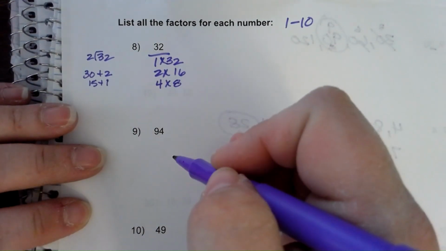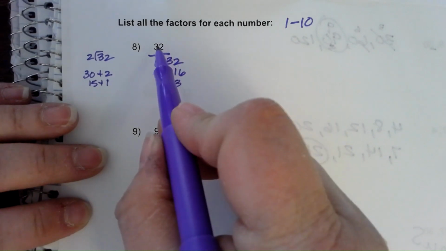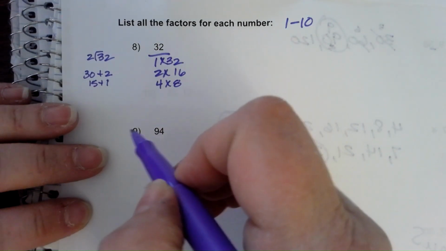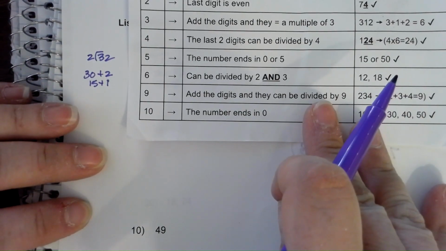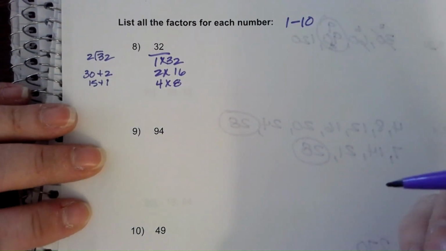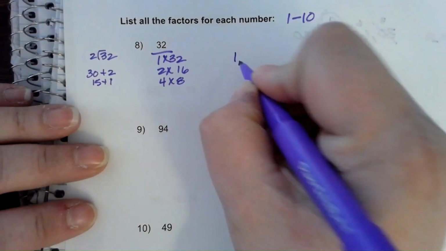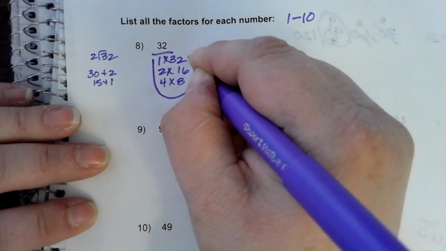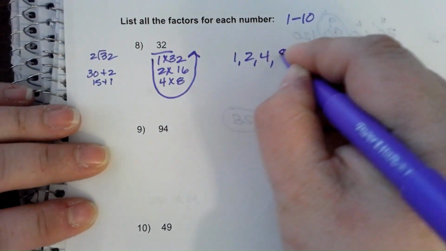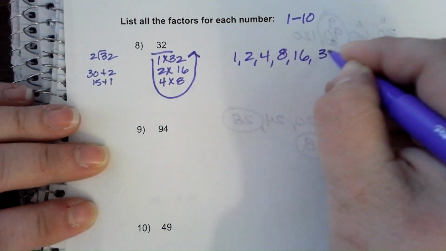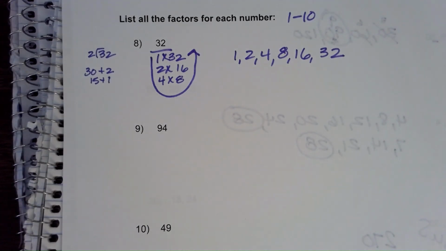Then I have 8. If I'm checking for 9, I've got 3 plus 2 is 5, not a multiple of 9. And then my rule for 10 says the number has to end in 0. So my factors will be, and remember, we'll just go in this order, make a U: 1, 2, 4, 8, 16, 32.